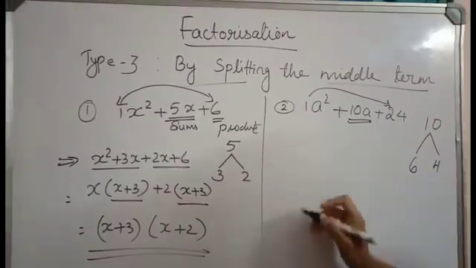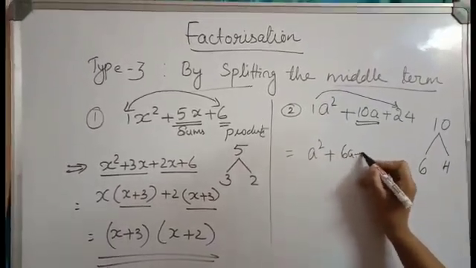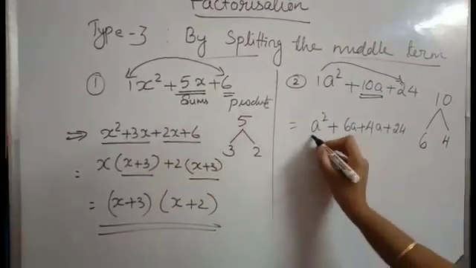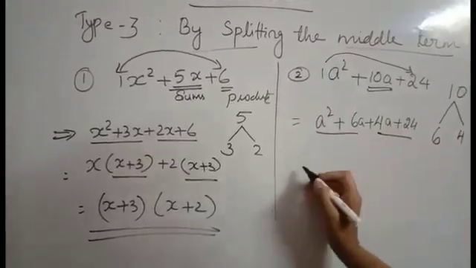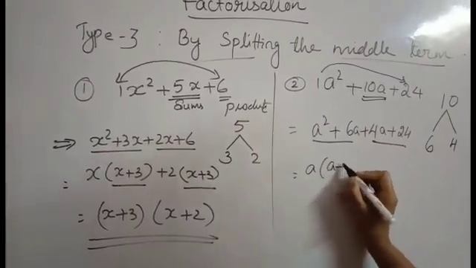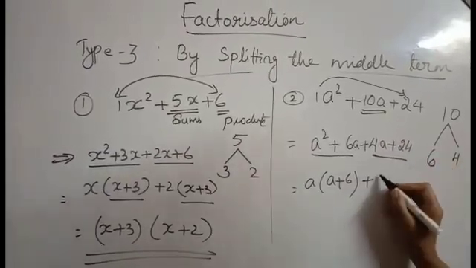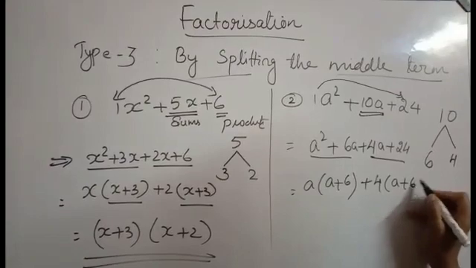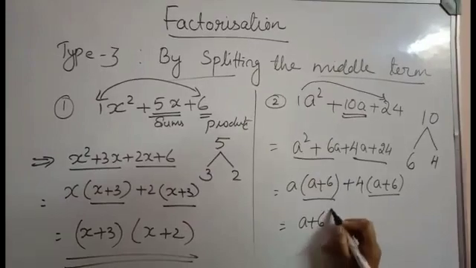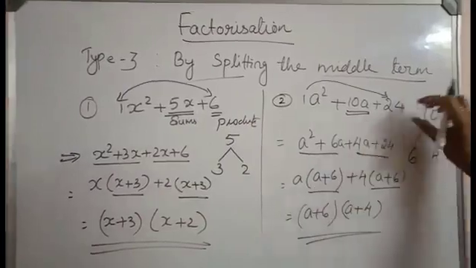Now let's split this term. This becomes a square plus 6a plus 4a plus 24. Now group the terms. When you group these terms, you can take a common from the first part. So a into a plus 6, and plus 4 common from the next group, 4 into a plus 6. Take out a plus 6 common. You will get this as a plus 6 into a plus 4. These are the factors of this expression.